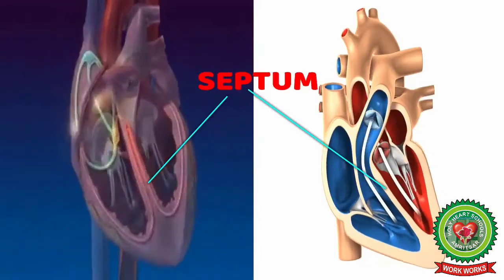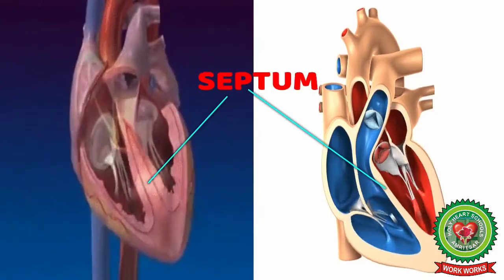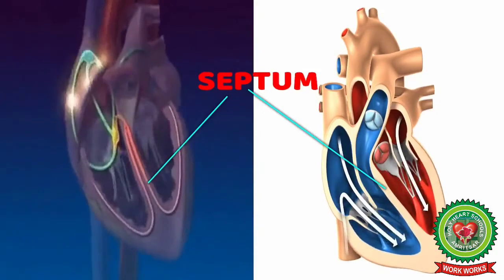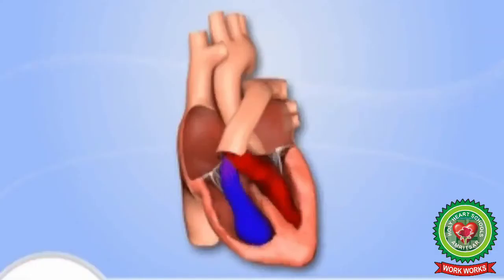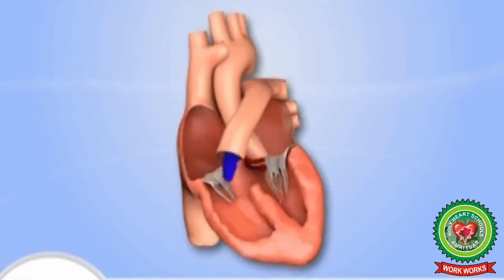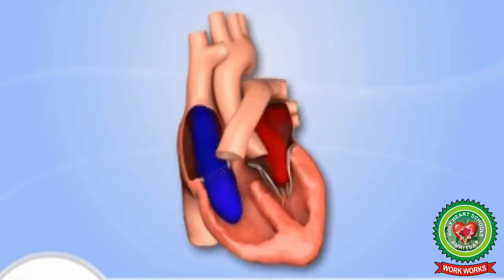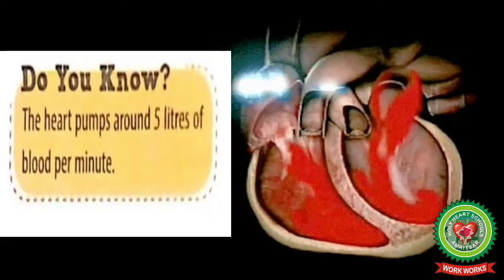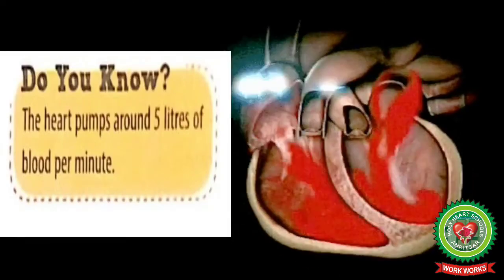Now see the muscular wall called septum, which divides the heart into 2 parts, left and right part. So what is septum? Septum is a muscular wall that separates left and right part of the heart. Students, blood in our heart flows in only one direction, because of the presence of valves which prevent backflow of blood. And do you know, heart pumps around 5 liters of blood per minute.